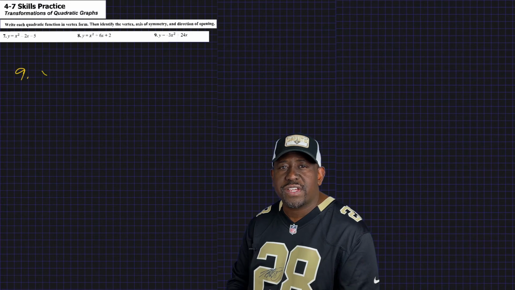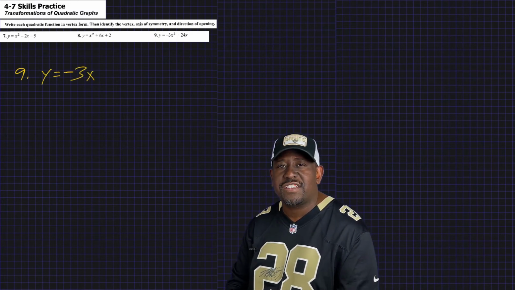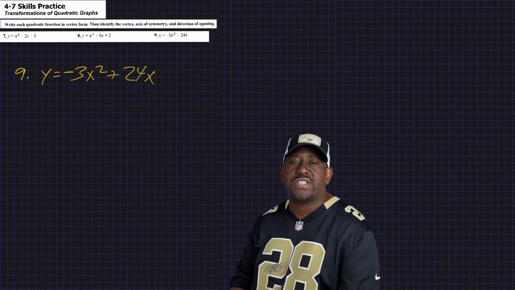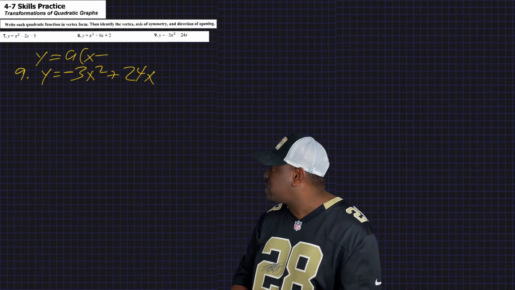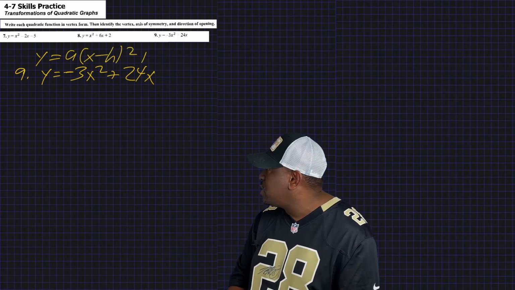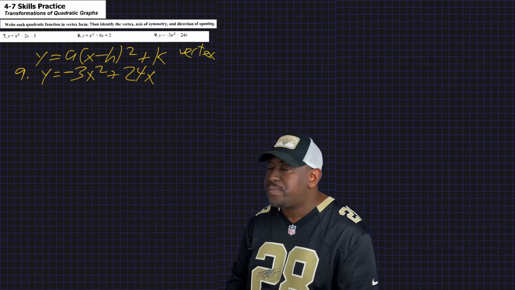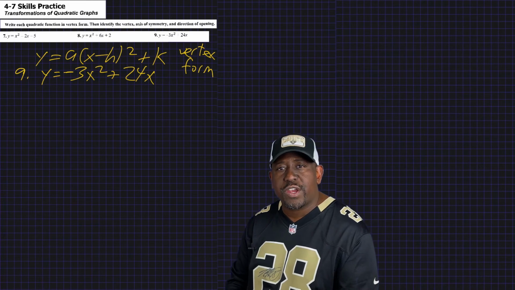Are we going to try number 9, a problem that's not in the form of x squared plus bx? Yes, that's what the NOLA Mathman decided to do. So this one's a little more interesting because we have a coefficient in front of x squared that is not 1. It's negative 3x squared plus 24x. So again, we write the general form, the vertex form, above the problem. y equals a times (x minus h) squared plus k.